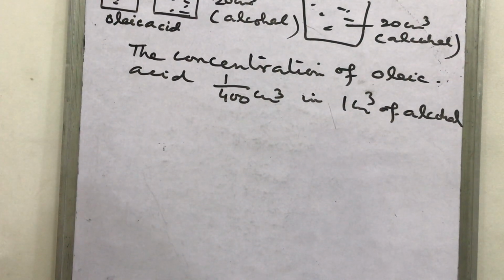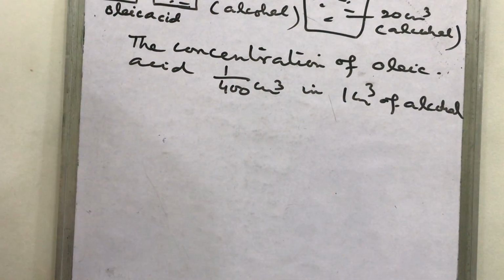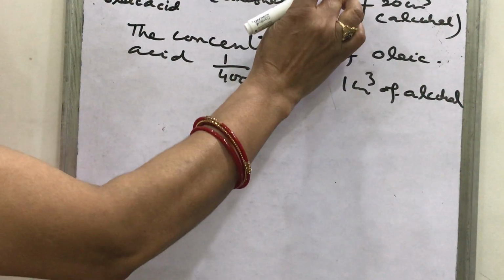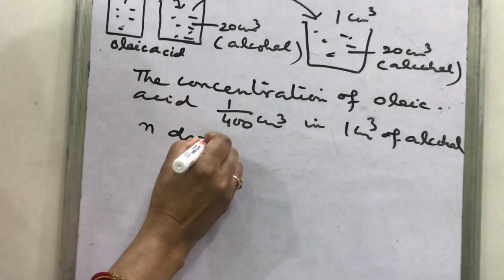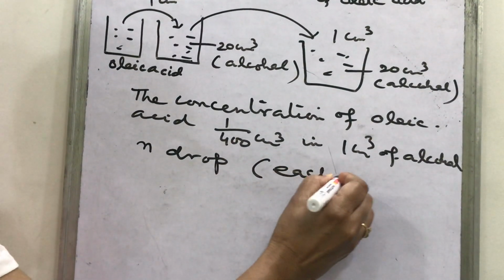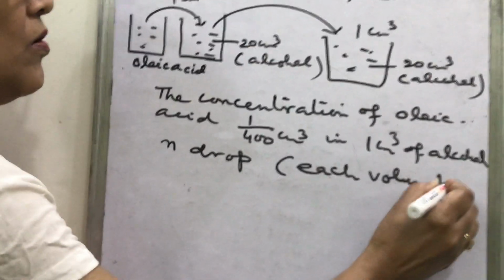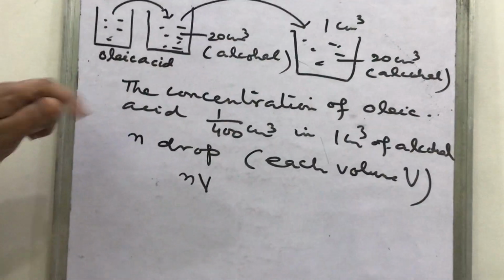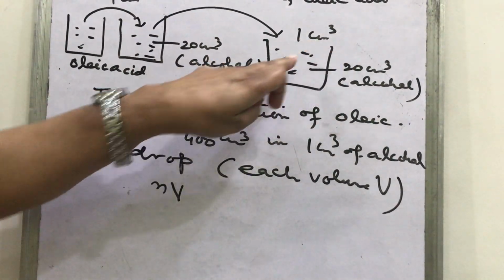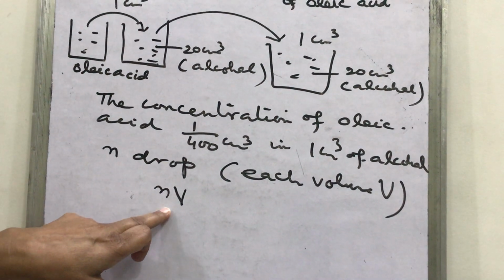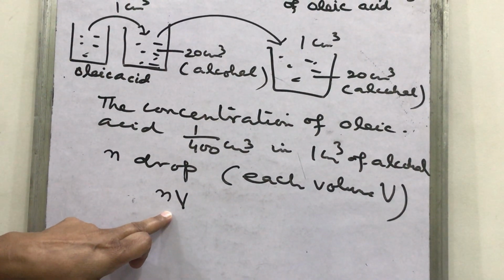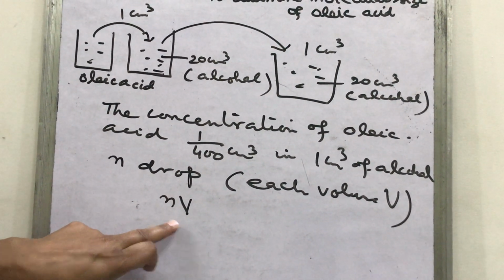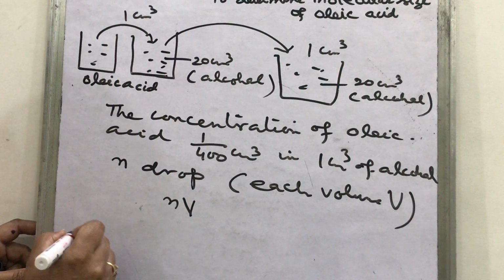Now, in some water which is taken in a broad vessel, n drops each of volume V. We have taken n drops each of volume V. Then the total volume will become nV. So, the n drops and the total volume of those drops is nV. It is taken and we pour n drops of this solution at the water surface.